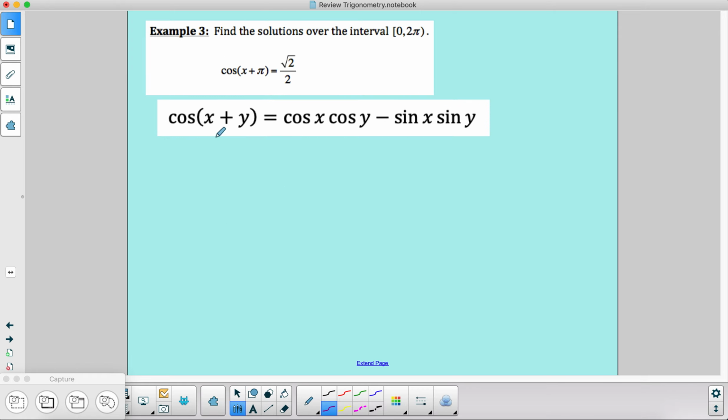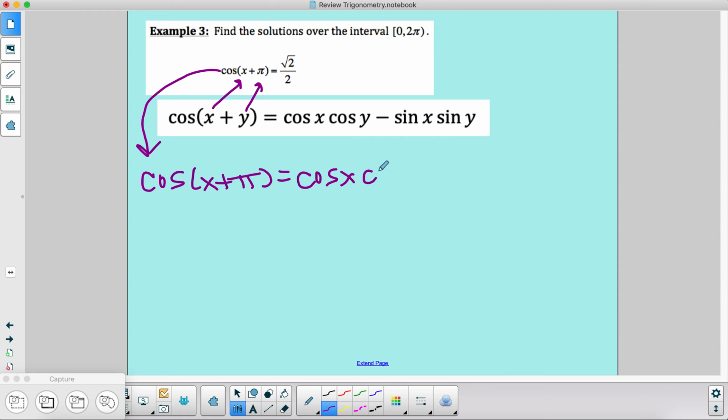Now, we don't have x and y, we have x and pi. So I can actually do this formula. Instead of writing x, I'll write x, and instead of writing y, this time I'll write pi. So in order to solve this problem, I will have cosine of x plus pi equals cosine of x, and then cosine of pi minus sine of x, sine of pi. And I'm going to simplify this, and then once I do all of that part, I've got to set it equal to square root of 2 over 2.